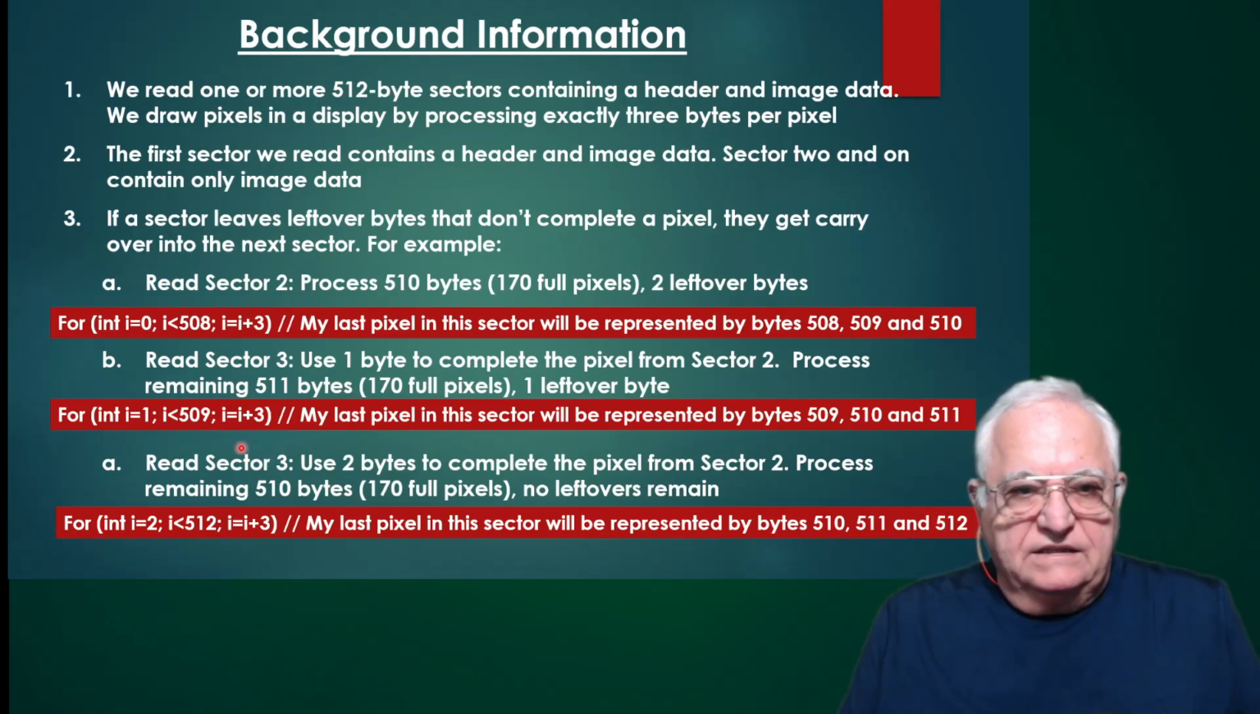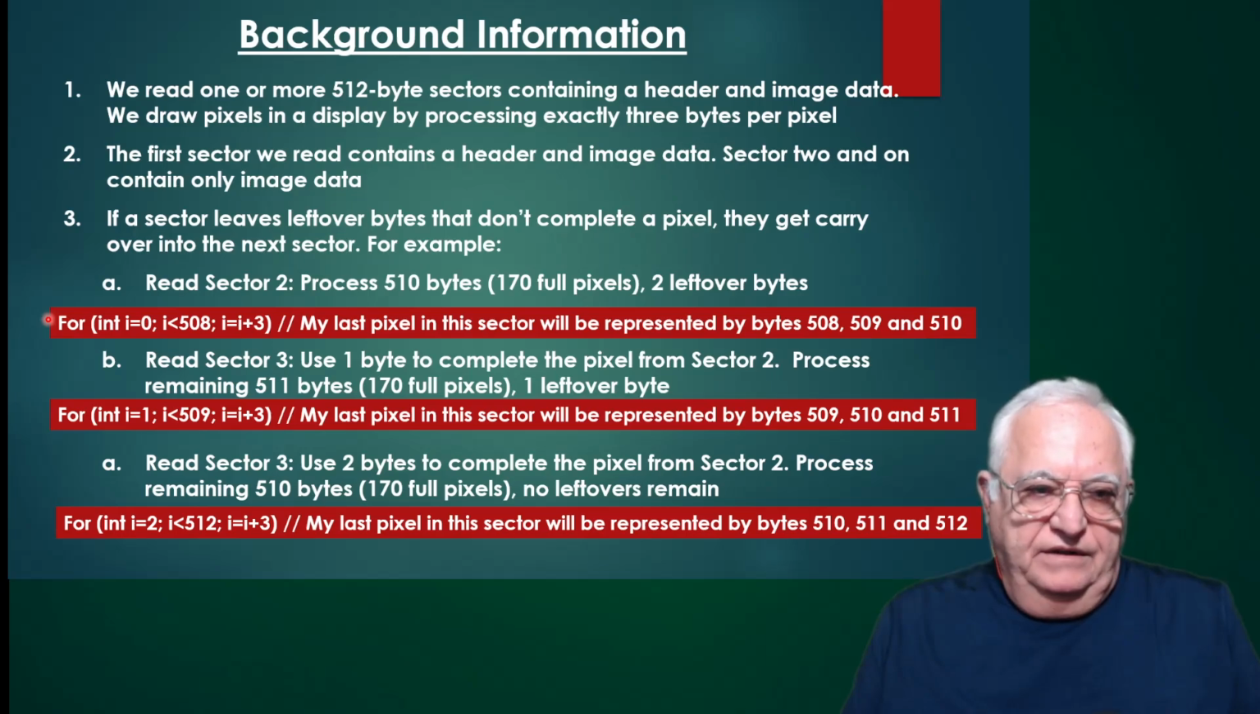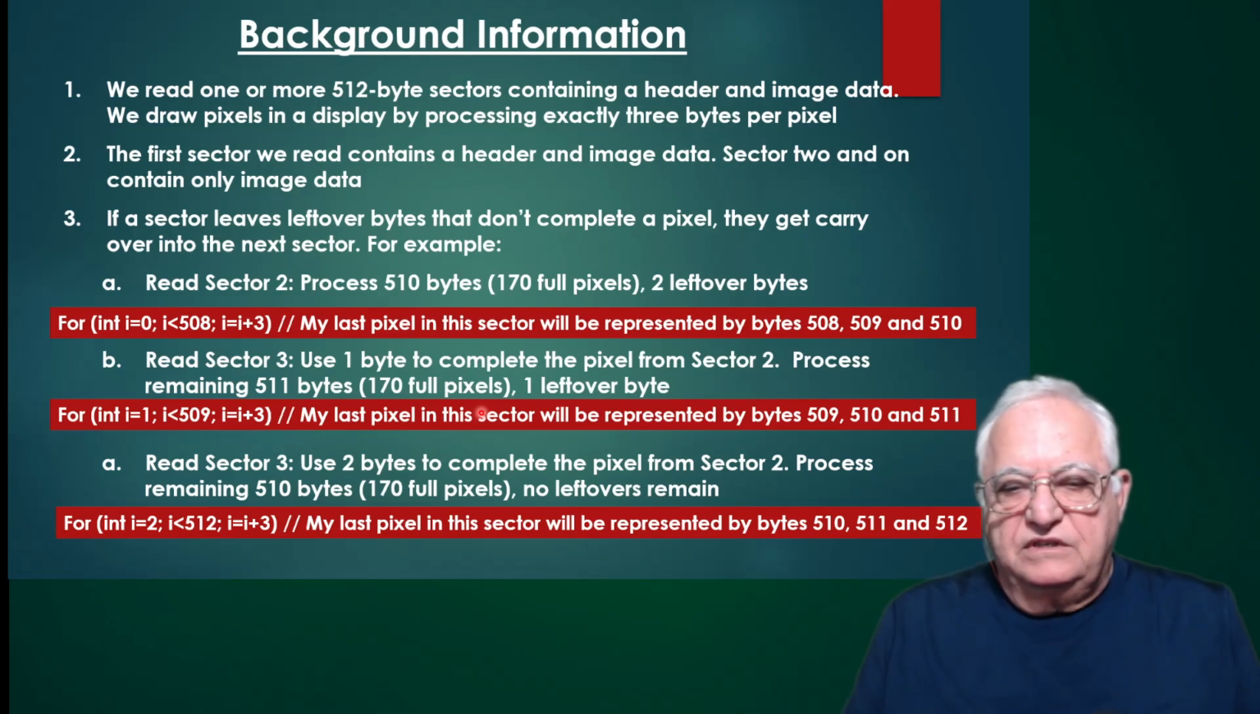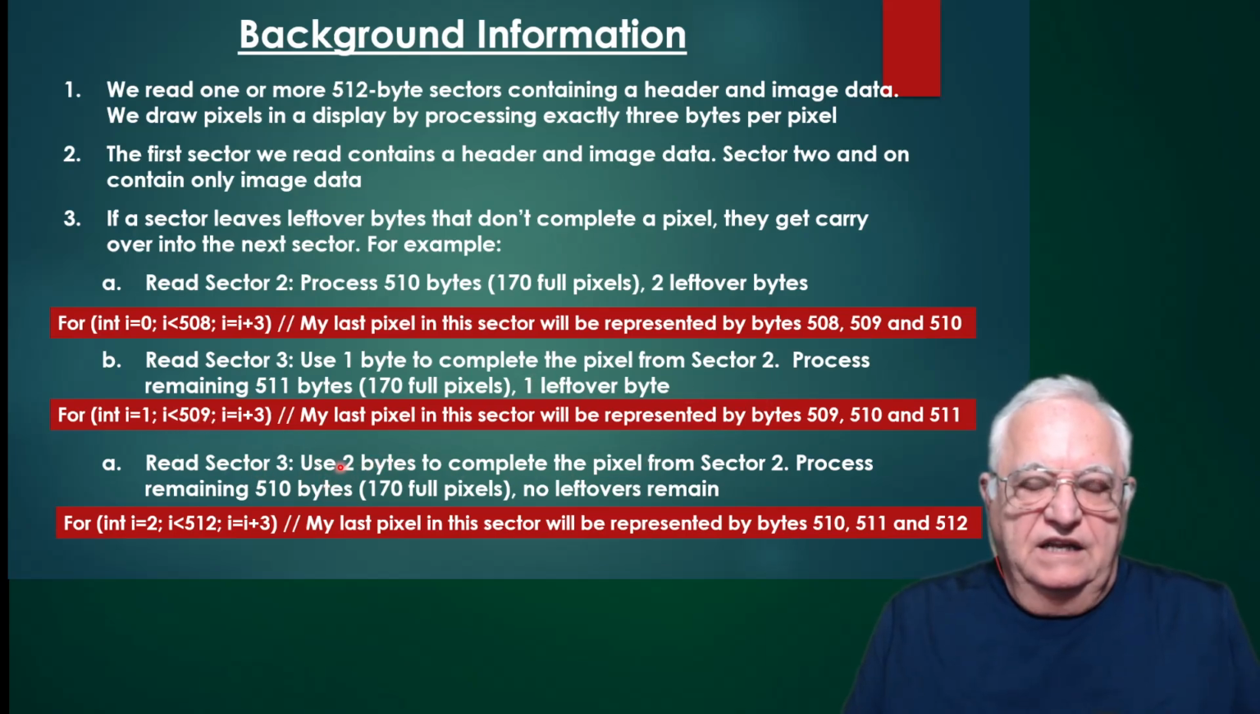So let me say it again. I read the first sector and I have 2 leftover bytes. So what I do is I read another sector and grab 1 byte from that sector and complete my 3 bytes and then process the rest. When I process the rest, I have 1 left over. So then I do another read and I take the first 2 bytes from the one that I had just read and I process 510, which leaves no leftovers.